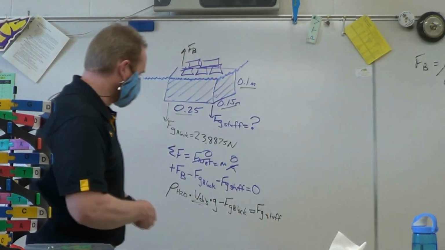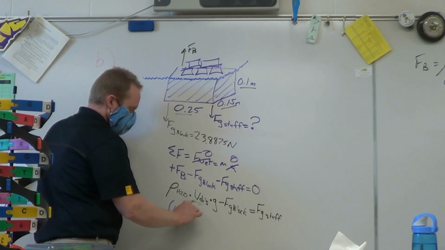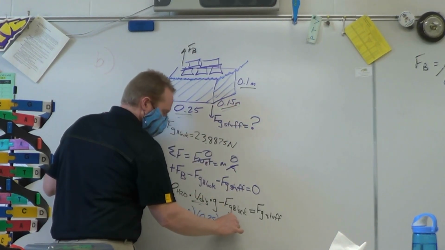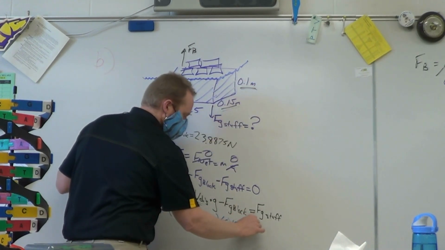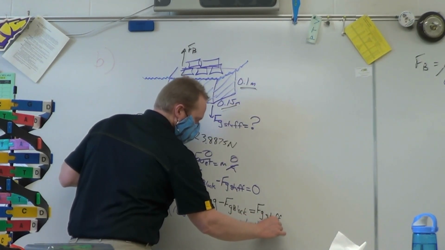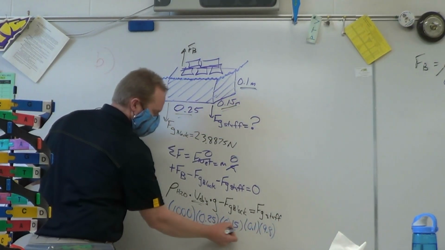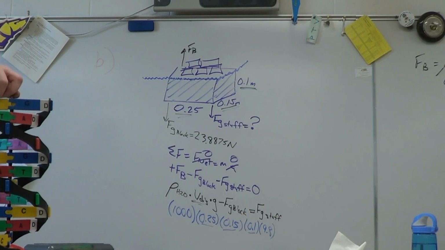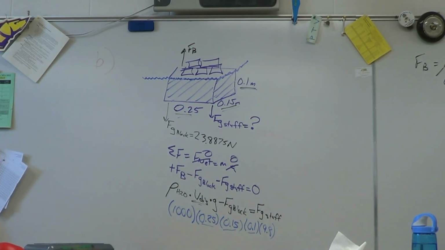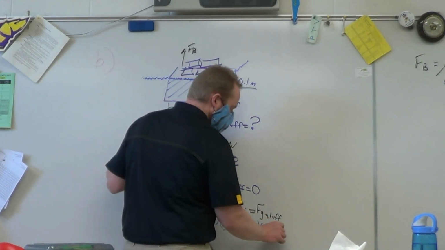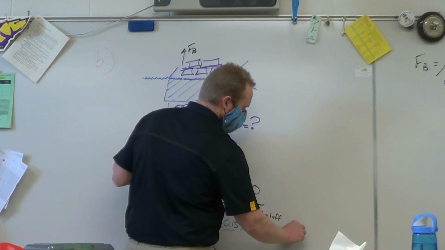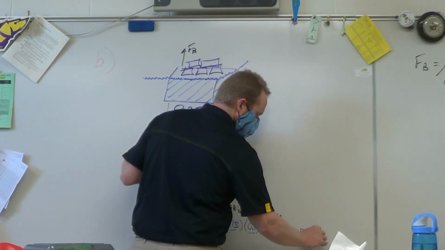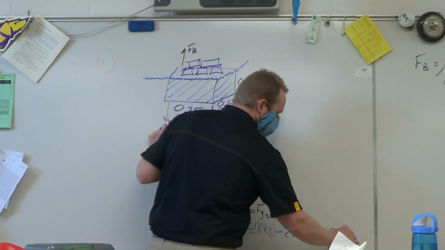We start plugging numbers in. It's 1,000 times 0.25 times 0.15 times 0.1 times 9.8. This times this times this, those are the three dimensions that are under the water. So because those are the three dimensions that are under the water, we want to make sure that we multiply by those. Then minus the fg of the block, which was 23.8875, which is equal to fg of our stuff.